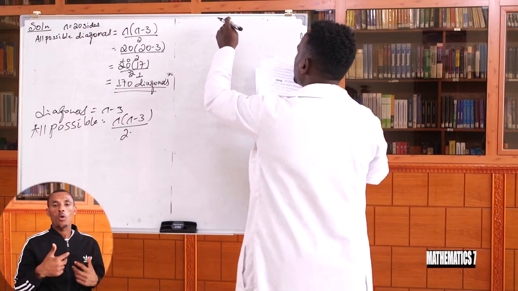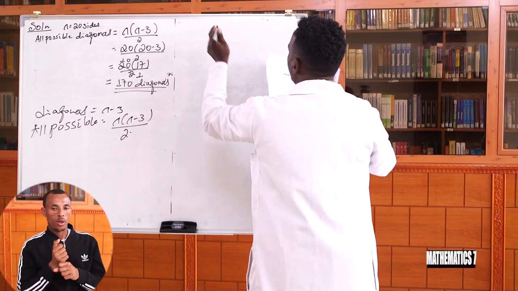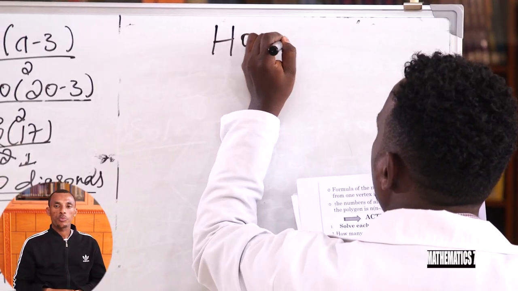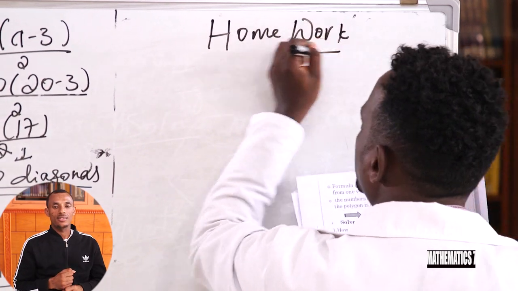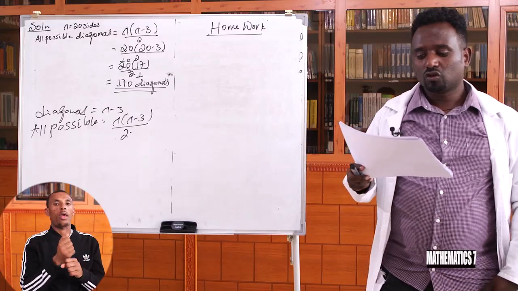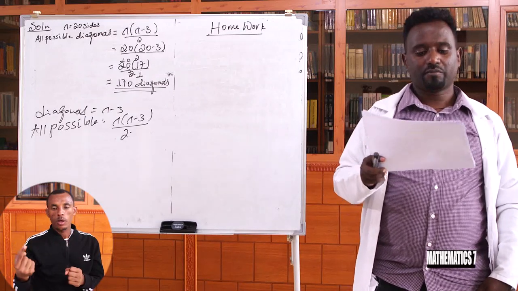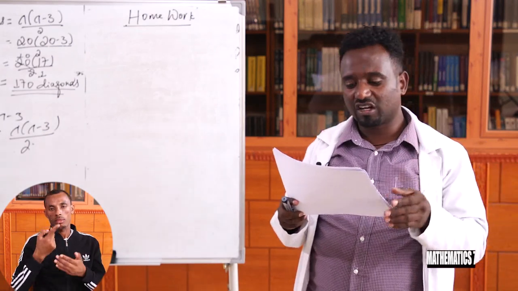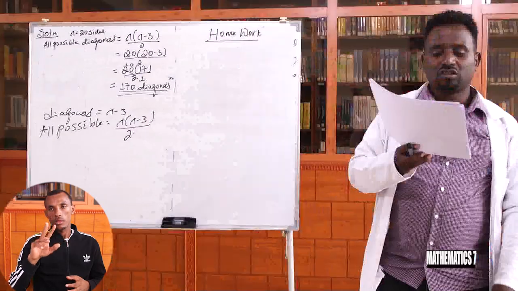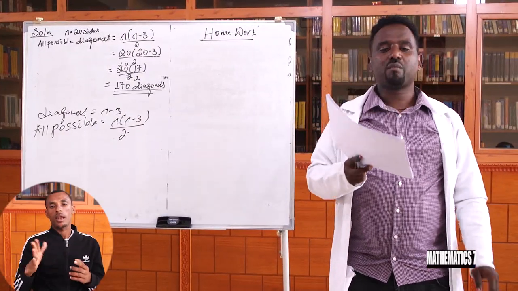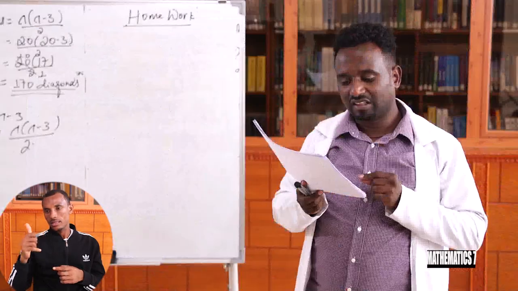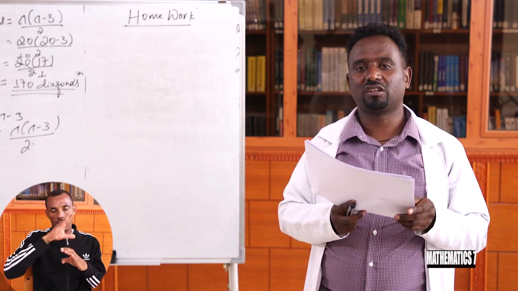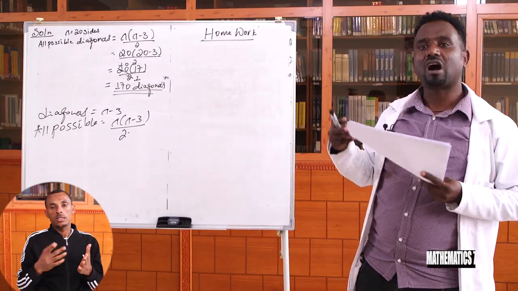I have an activity, a homework, for you to do at home. Solve each of the following word problems. First question: how many possible diagonals are there in a polygon of 20 sides? The second question: how many diagonals can be drawn from a 10-sided polygon? The third question: what is the difference between a convex polygon and a concave polygon? This is all about our homework.